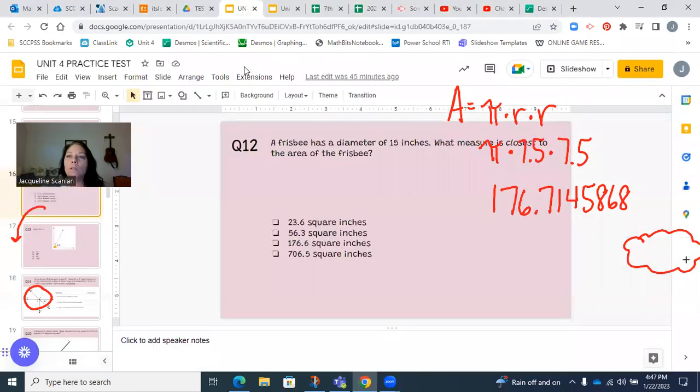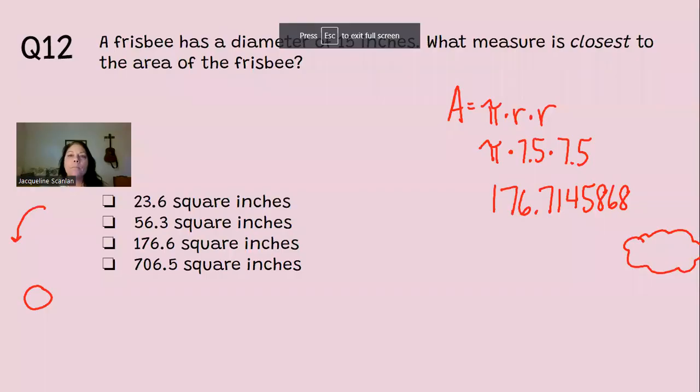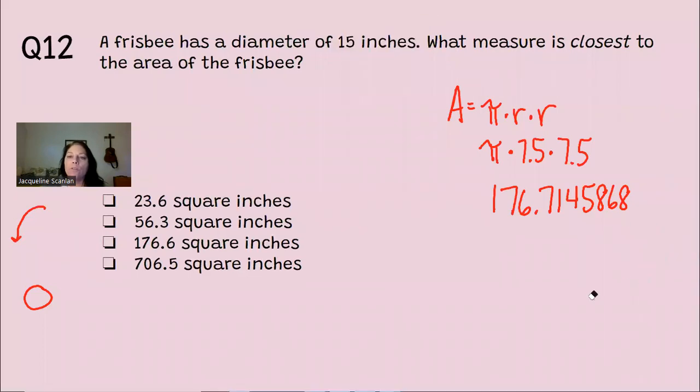I'm going to keep that on the screen, and I'm going to jump back to my practice test question. I'm going to present it, and see where we are. All right, so my answer is 176.71. It says, which measure is closest to it? Well, the only one that's close is this 176.6. My guess is that this answer here was found using 3.14 instead of the actual pi key. But either way, they're extremely close to each other. 176.7 and 176.6 are very close. The answer is choice C.